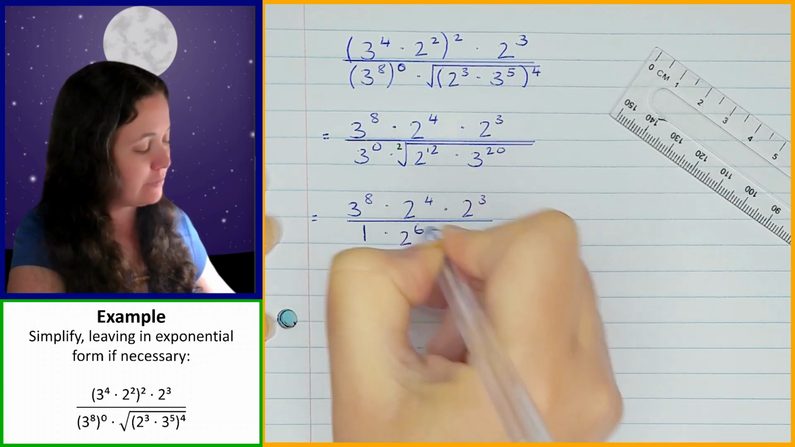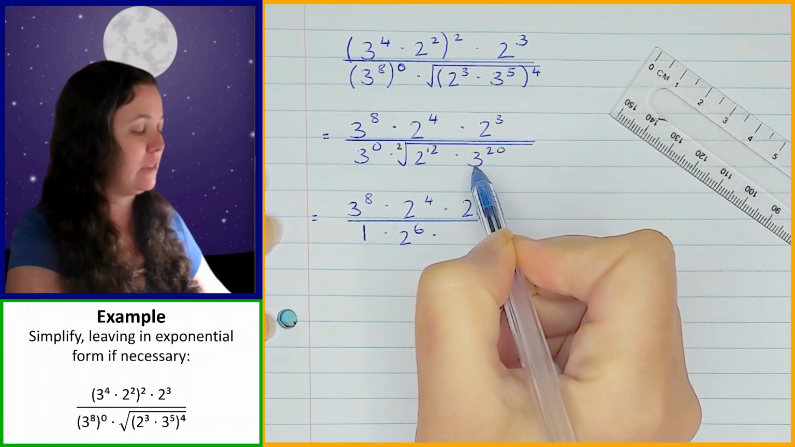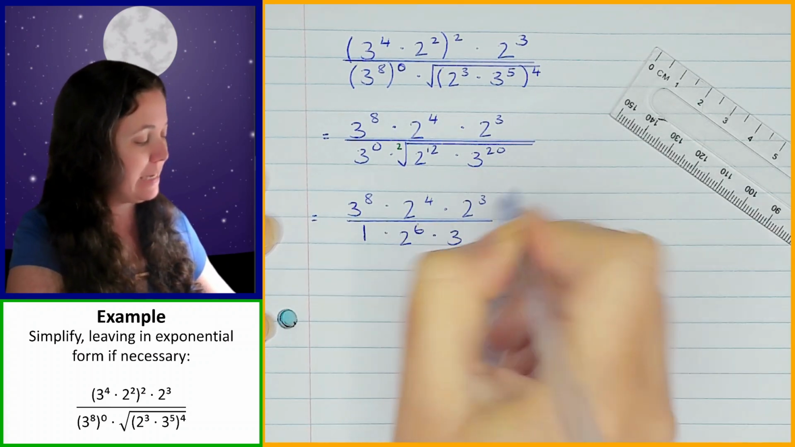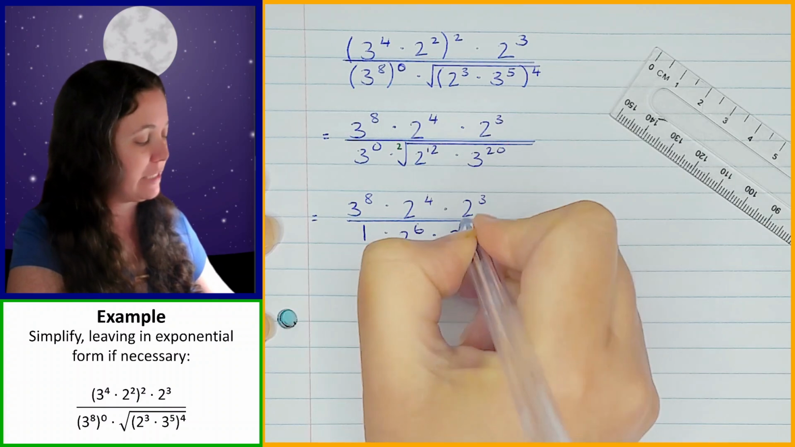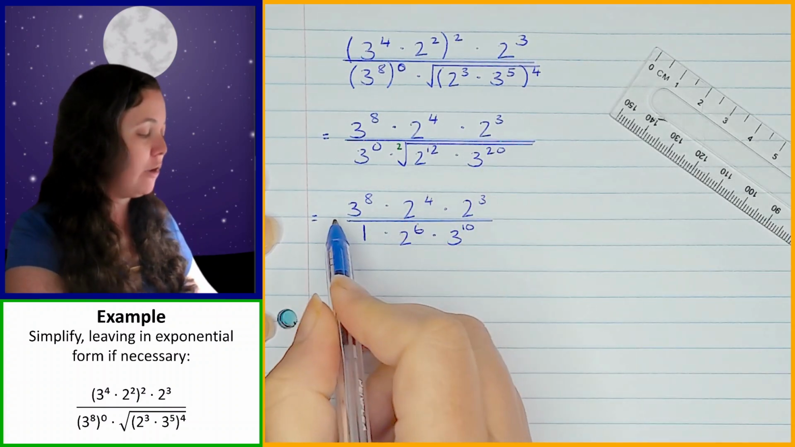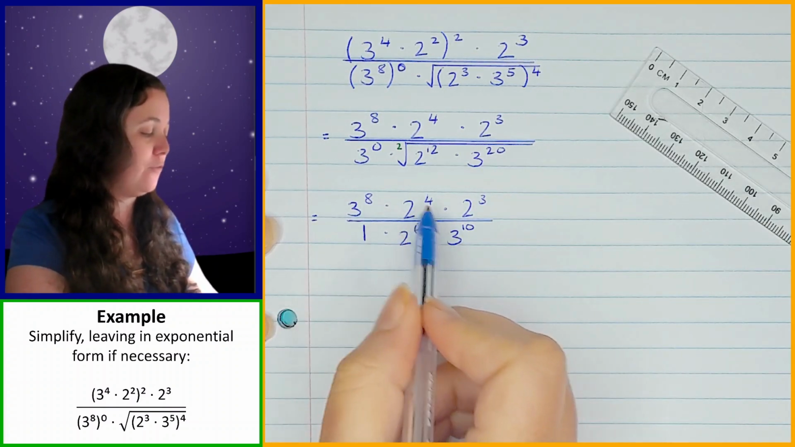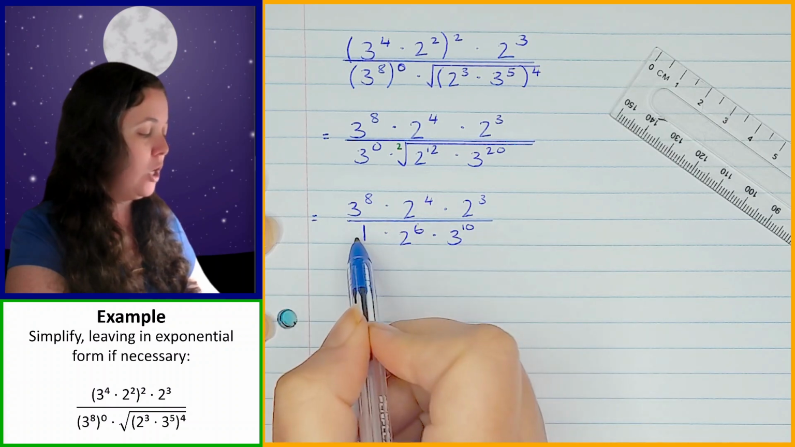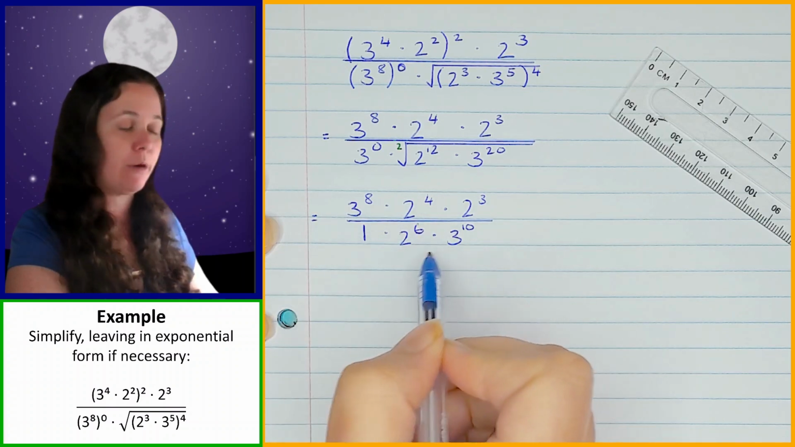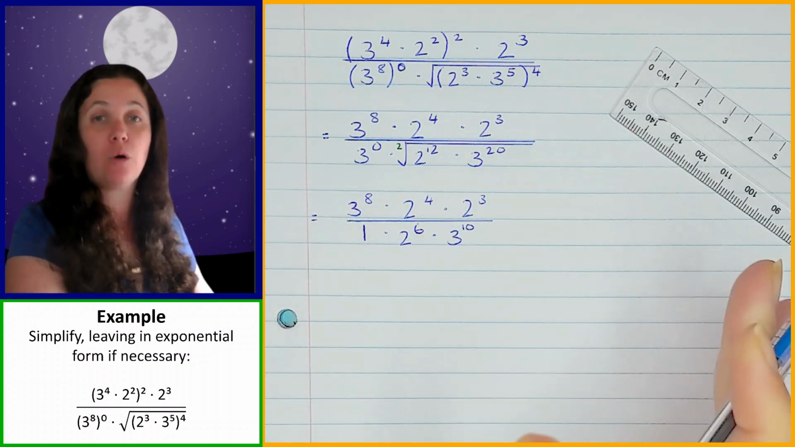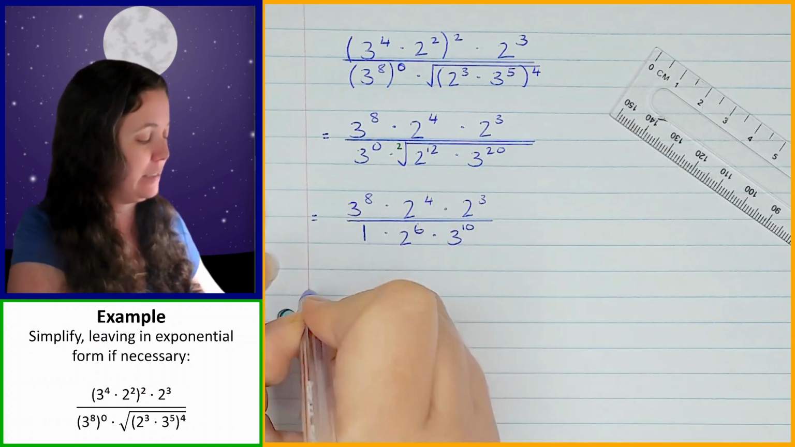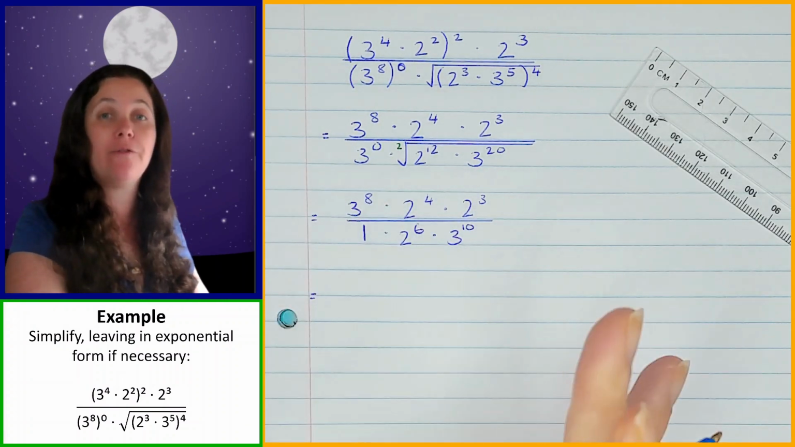So it's 2 to the power of 6 times, then the same thing I'm going to do over here. The 3 stays the same. I'm going to divide the 20 by 2, and that gives me 10. Okay, so now I've got 3 to the power of 8 times 2 to the power of 4 times 2 cubed all over 1 times 2 to the power of 6 times 3 to the power of 10. Now this 1, I don't have to worry about that anymore. So I can just forget about that because it's not going to change or affect anything.